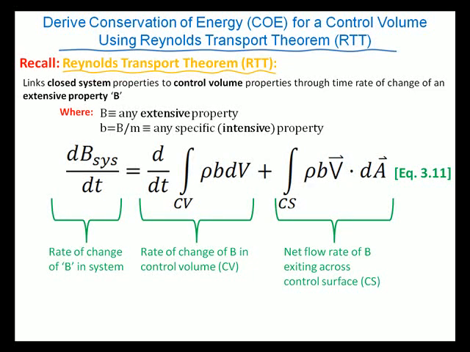Alright, so finally, let's apply Reynolds transport theorem to energy. We're going to do it the same way we did conservation of mass and conservation of linear momentum. So in Reynolds transport theorem, I'm going to let my extensive property be total energy. If my specific property is the extensive property divided by my mass, then it's my total energy divided by my mass, which gives me specific total energy.